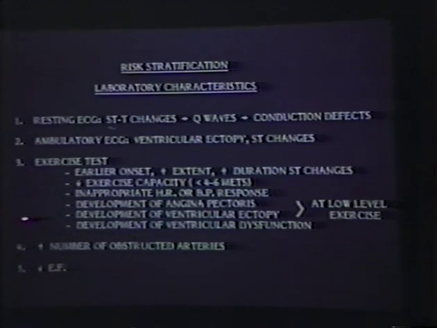Now, there are laboratory characteristics. And as the ECG abnormalities progress from repolarization abnormalities to Q waves to conduction defects, these are associated with more ventricular dysfunction, hence higher risk. If ambulatory electrocardiography is done and there is ventricular ectopy and evidence of ischemia, symptomatic or not, this is associated with increased risk. But particularly the exercise test data, because at pre-discharge testing, the earlier the onset, the greater the extent, and the greater the duration of ischemic changes into recovery, the higher the risk of the patient.